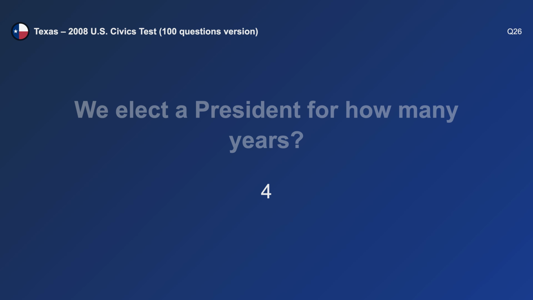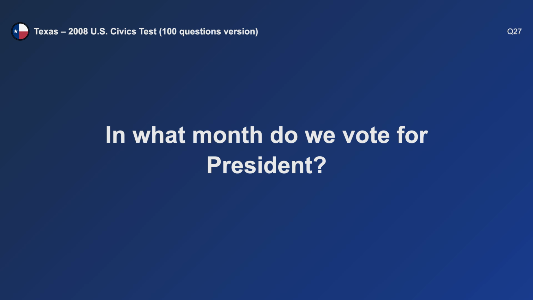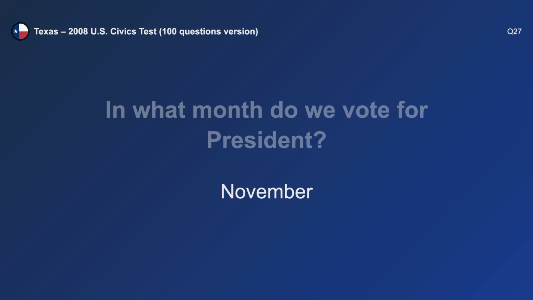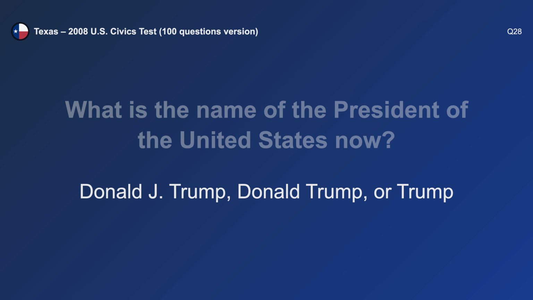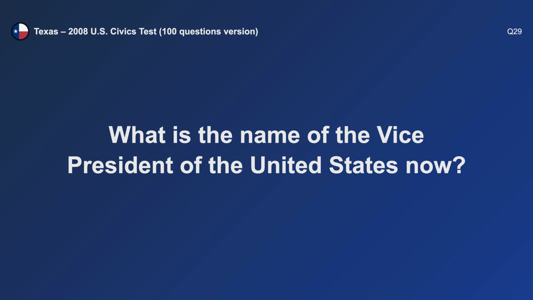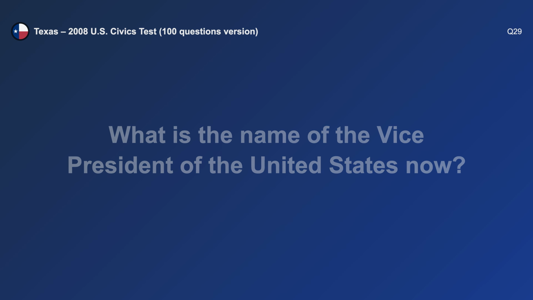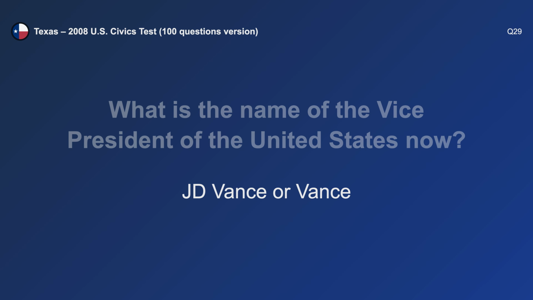4. In what month do we vote for president? November. What is the name of the President of the United States now? Donald Trump. What is the name of the Vice President of the United States now? J.D. Vance. If the President can no longer serve, who becomes President?